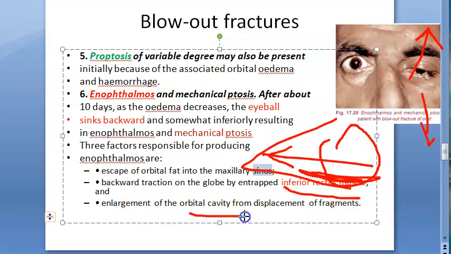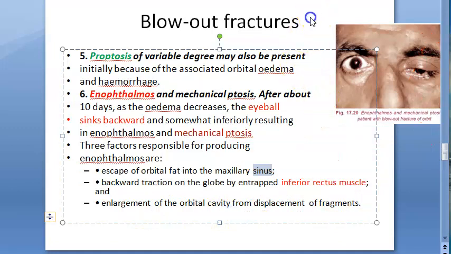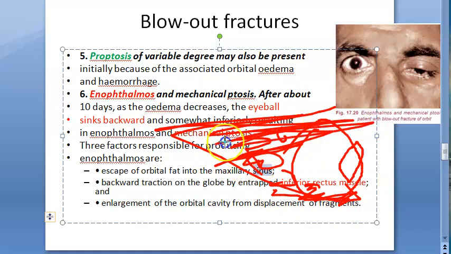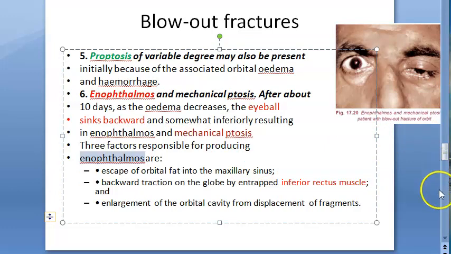Enlargement of orbital cavity from displacement of fragments. So what happened? Here you have the orbital cavity. This is the eyeball, right? The displacement of the fragments, so many fragments of bones, right? So this cavity got enlarged and this eyeball got pushed. Looks like it got pushed inferiorly. So inferior, you can remember. Somewhat inferiorly, they are saying.